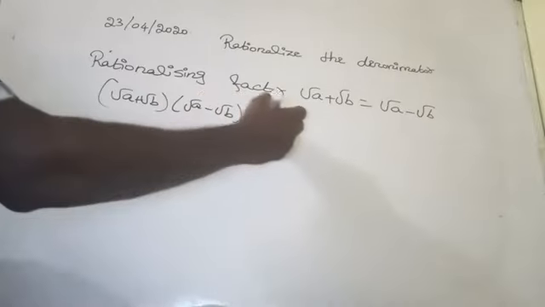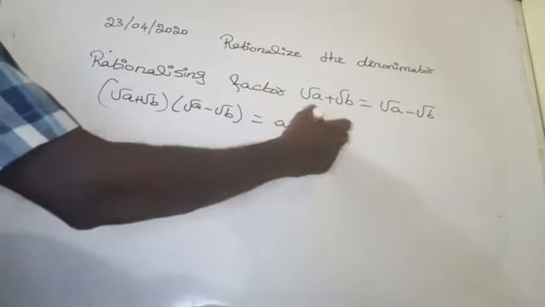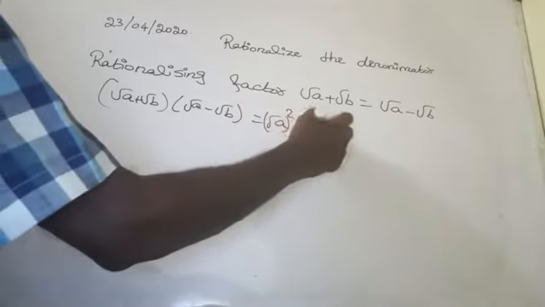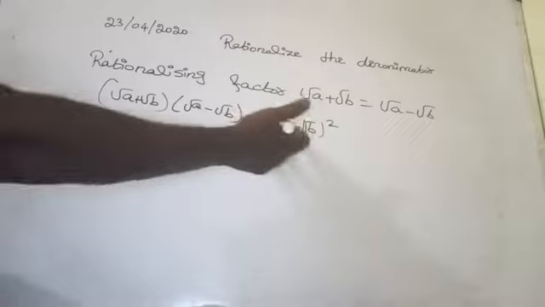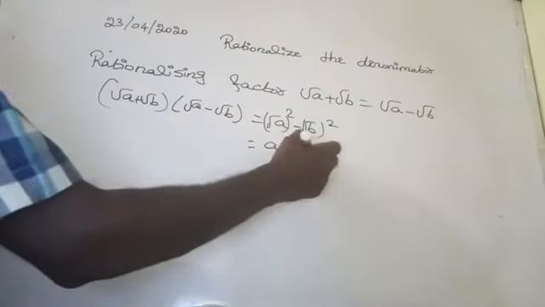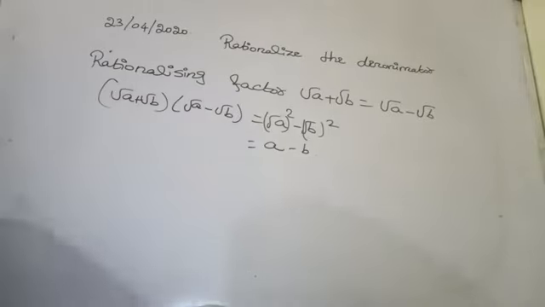Root a the whole square is nothing but a. Root b the whole square is nothing but b. It is in the form of a square minus b square, a plus b into a minus b. That's what a square minus b square. Root a the whole square is nothing but a. Root b the whole square is nothing but b. So a minus b. Are you getting there? Yes.